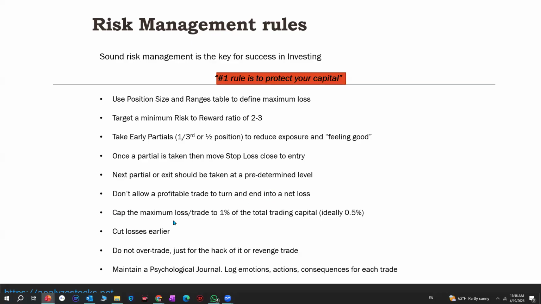So you have to cap the maximum loss of a trade to only 1% of the total trading capital. You have to have a very strict policy, and don't allow a profitable trade to turn and run into a loss. And as I said earlier, do not overtrade just for the heck of it. Because it's very easy. You're sitting in front of your computer, it's very easy to make a trade, just a click of the mouse. And then you just keep doing it and get addicted to it.